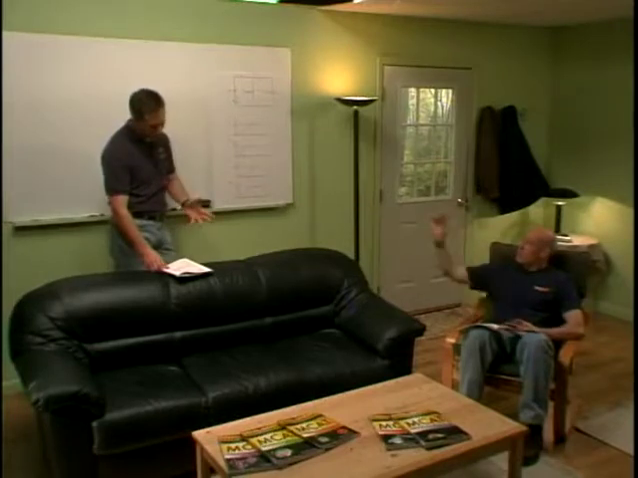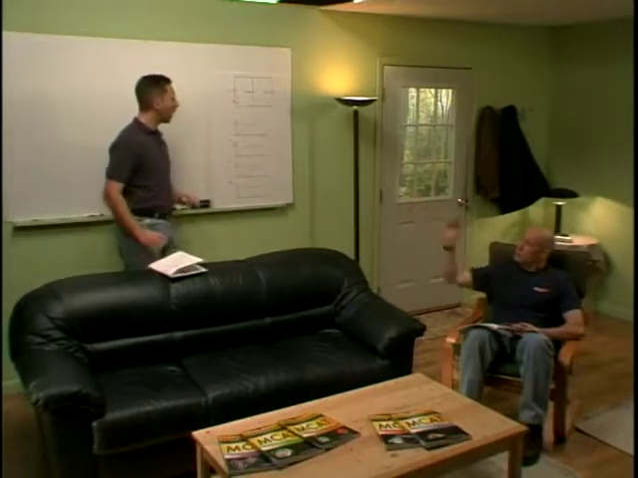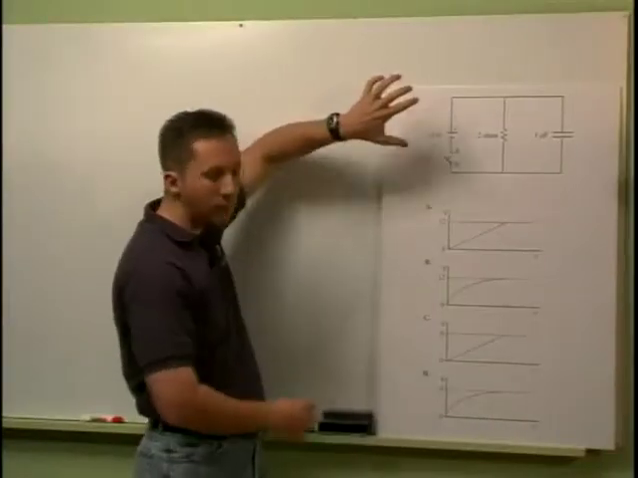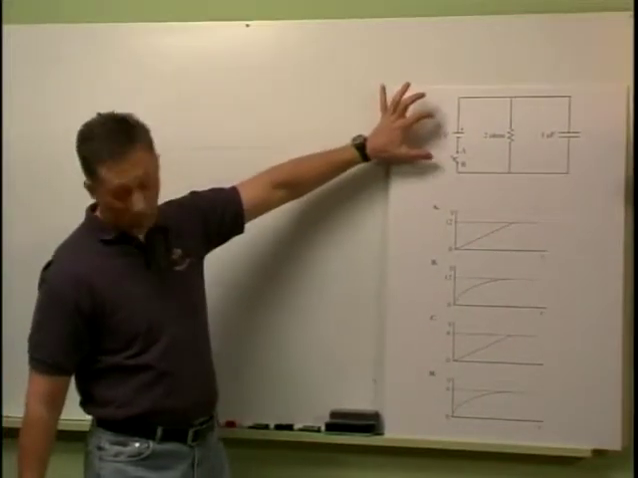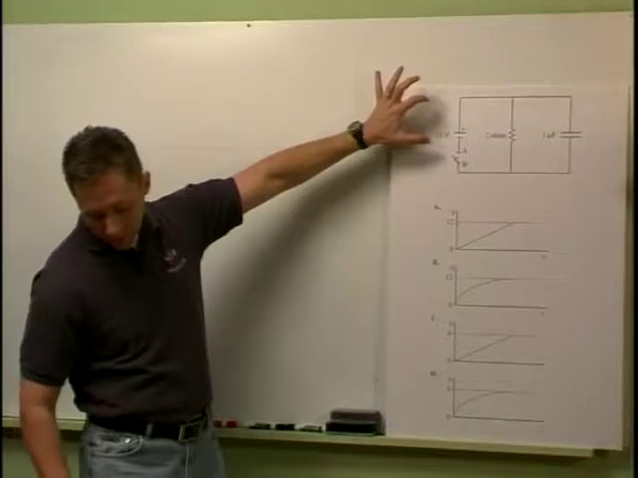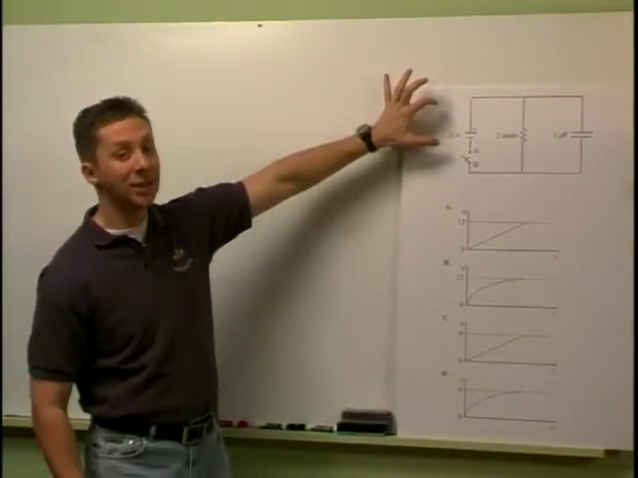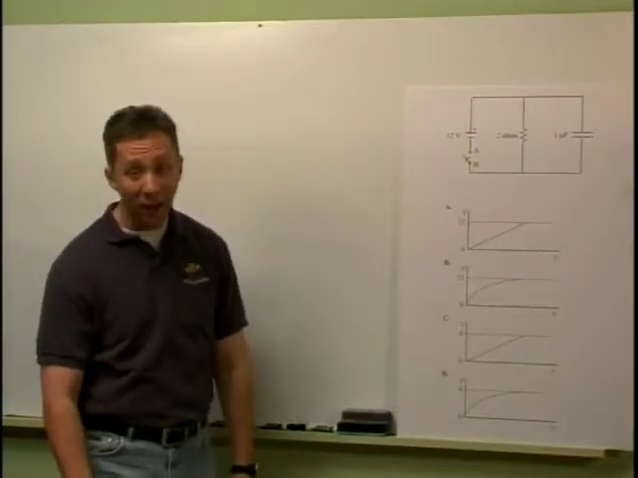But that's in this particular circuit. If we put another resistor in there, it could make it different. Great. So we've got a 12-volt max. That's going to eliminate answer choices C and D as possible answer choices. We're down to A and B.